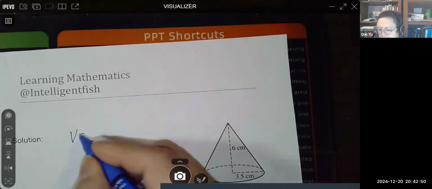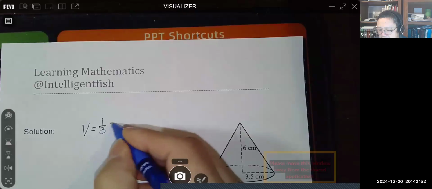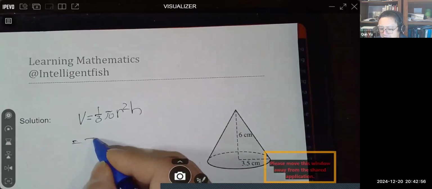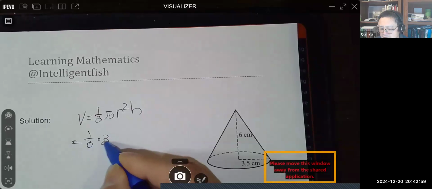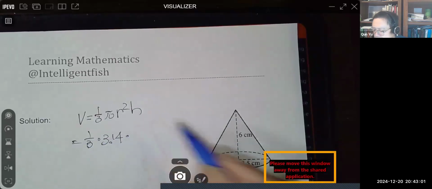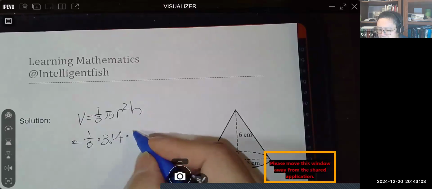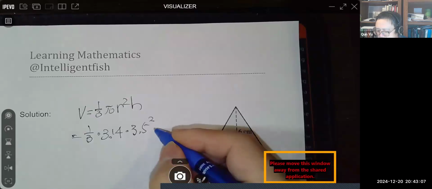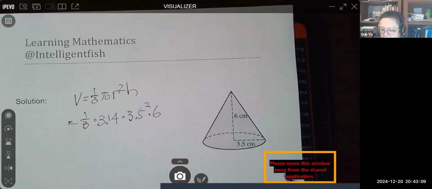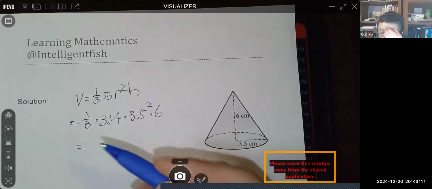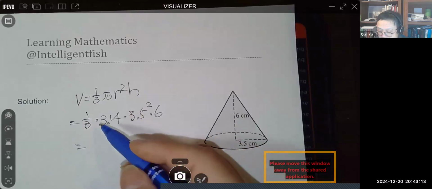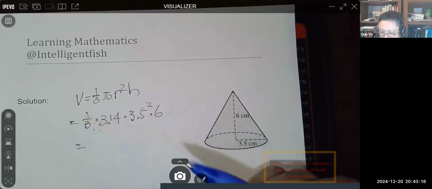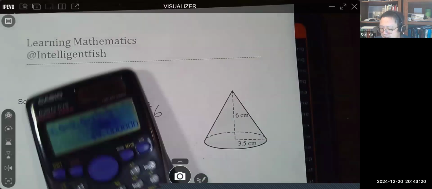Volume equals 1/3 pi r square h. So 1/3 is 3.14 for the pi. What is r? R is 3.5. What is height? Height is 6. Again, make sure they have the same unit. Now, as usual, like what we did in the last example, we're going to do all of this and then divide by 3 to get 1/3 of it.